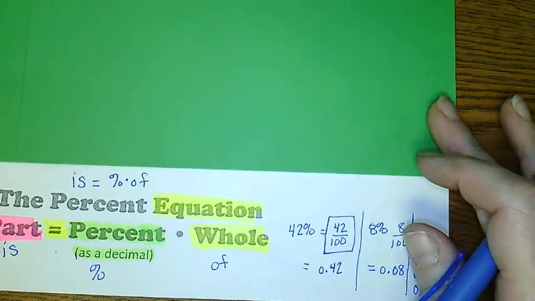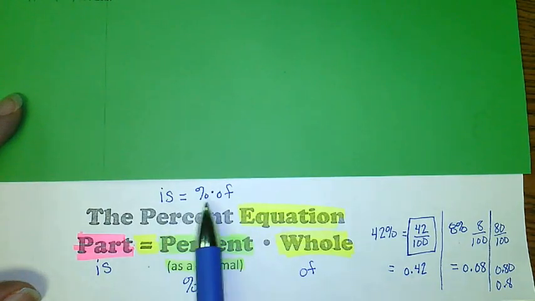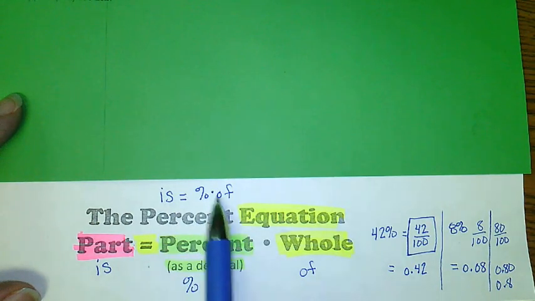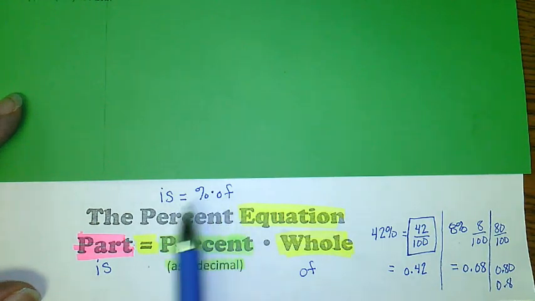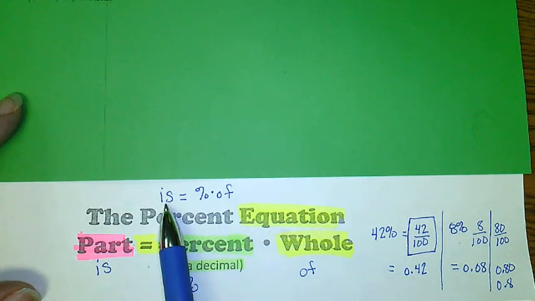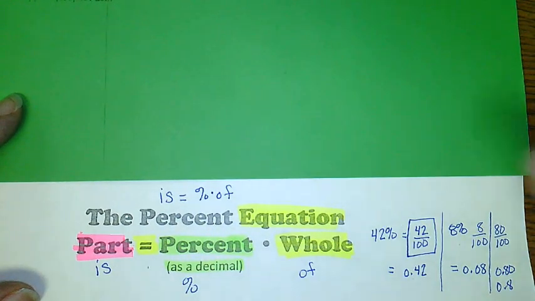Okay, now I wrote it up here. It still is going to contain is equals percent times the of, or part equals percent times the whole. So we're going to turn this just into a multiplication step. When you're finding the is, it'll be a division problem if you're looking for these two pieces. Okay, so you're going to follow me through a couple of examples.